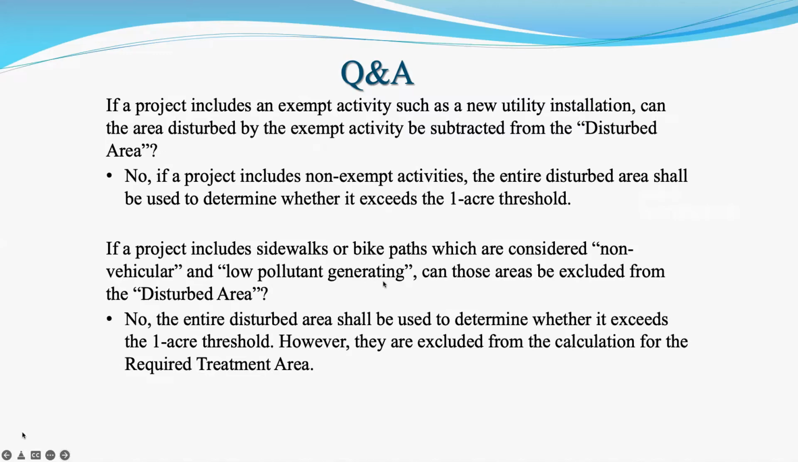Like if a project includes bike paths, which are considered non-vehicular or low polluting, which would be an exempt activity, can those be excluded from the disturbed area? Again, no, you have to count those in. But one of the important aspects of that is that even though they're counted into your disturbed area and to trigger that 1 acre threshold, when you're doing your treatment calculations for pervious surfaces, you can exclude those areas from your treatment area. So the exempt areas that are non-polluting, non-vehicular can be excluded from your treatment area.